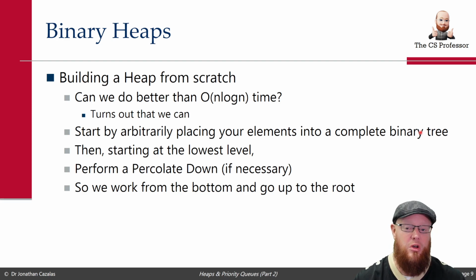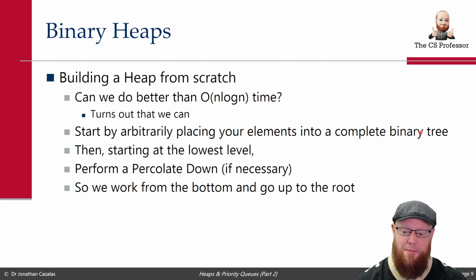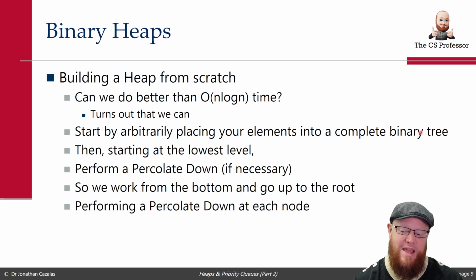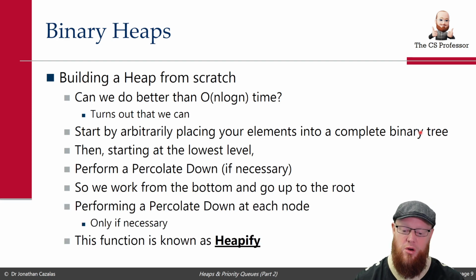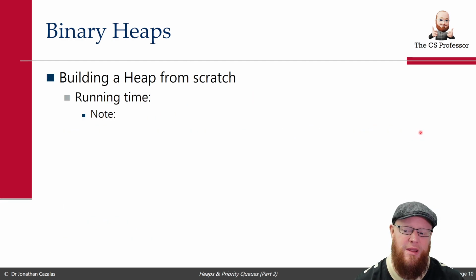So now we haven't done any percolations, any heapifications, or whatever you want to call it. Everything's in this complete tree, but we don't have that max heap or min heap property. How do we get that? We're going to work from the bottom up to the root, performing a percolate down at every node only if necessary. And this process is called heapify or heapification. What is the running time?